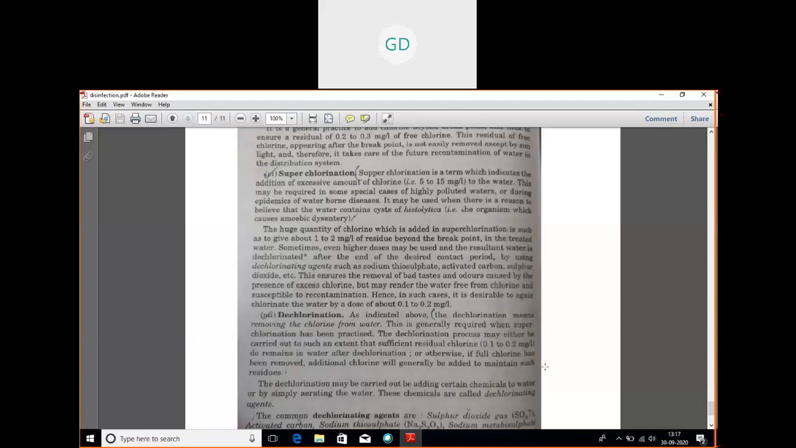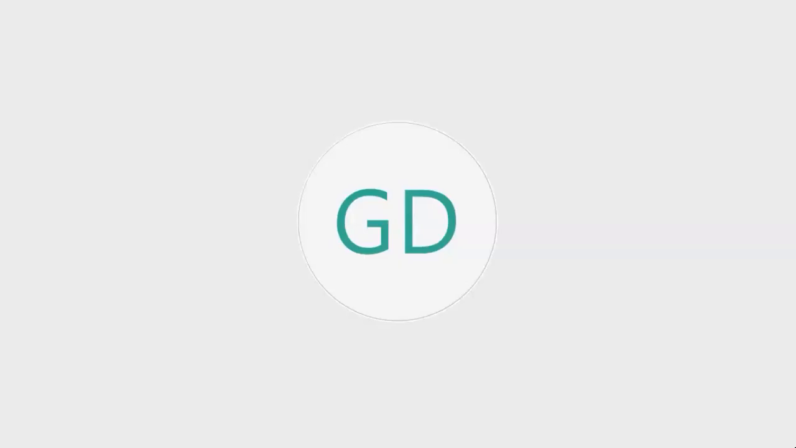Okay, and obviously this type of chlorination process is required only in some special cases, like when the river is highly polluted, or when waterborne diseases are there in the water. So in that case only you use superchlorination. Otherwise superchlorination is not used much.